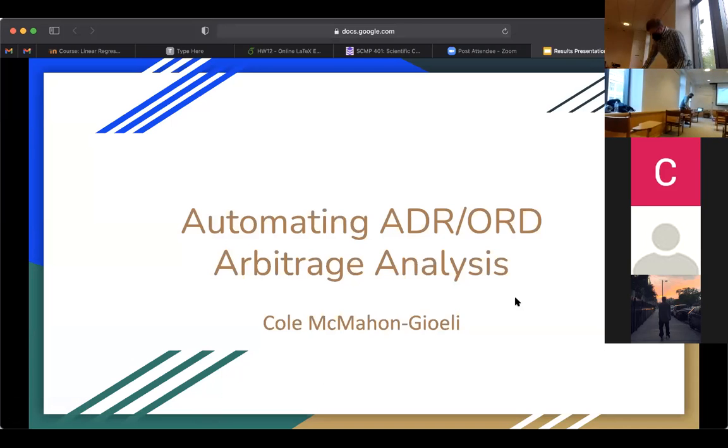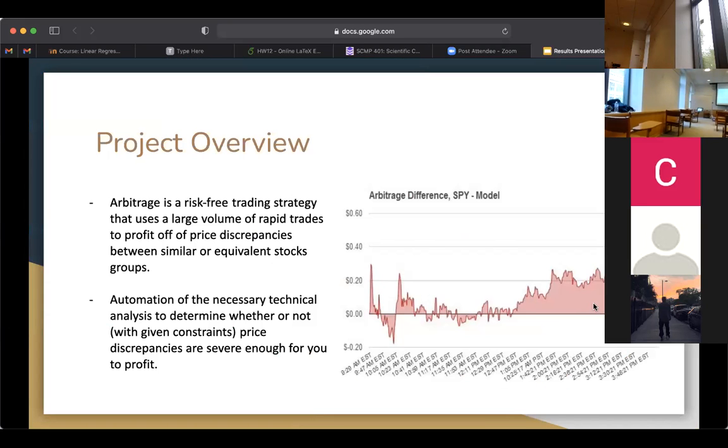So yeah, my project is automating a form of arbitrage dealing with ADR and ORD stock pairs and performing all of the technical analysis that needs to be done automatically. So we'll begin by giving a brief introduction and going over the project overview.